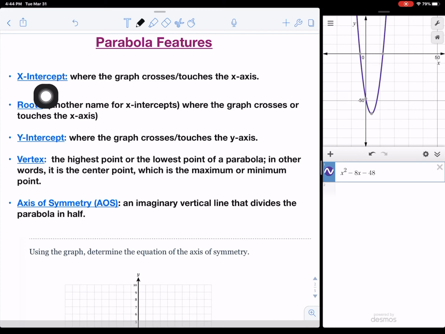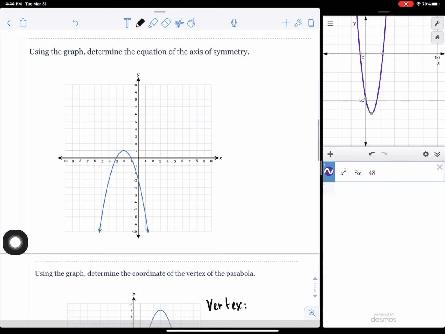So I went ahead and identified x-intercept. We already know that it's where the graph crosses and touches the x-axis, which means roots also. The y-intercept is where your graph is going to cross or touch the y-axis. And then the vertex is either the highest or the lowest point of your parabola and acts as a symmetry. You don't actually see a vertical line, but it's an imaginary vertical line that cuts your parabola right in the center, right in half. So let's go ahead and start with a few examples.